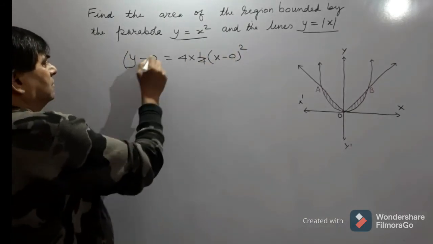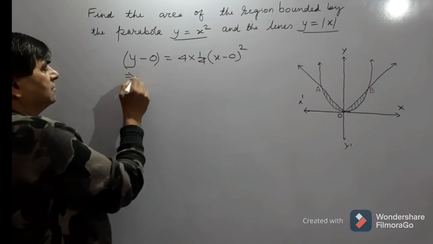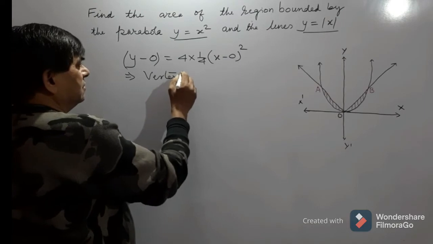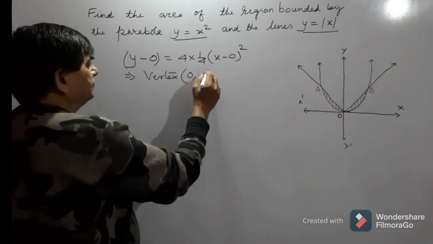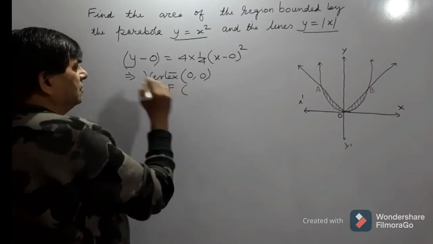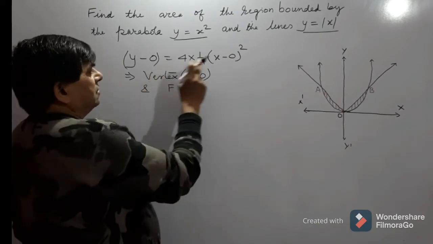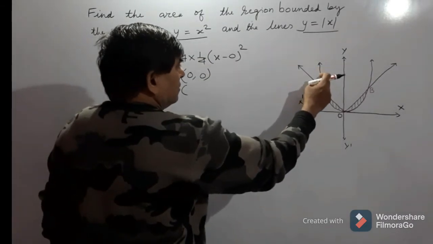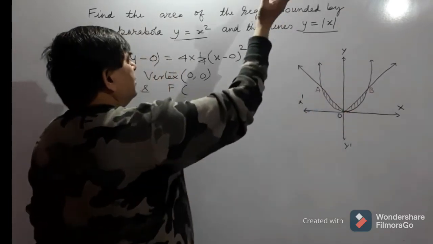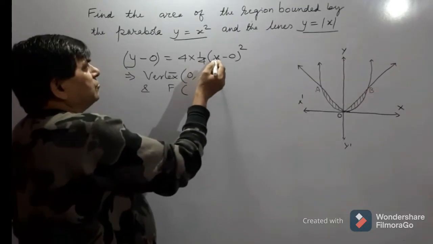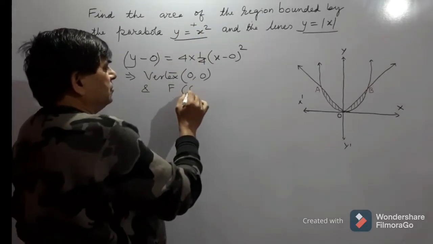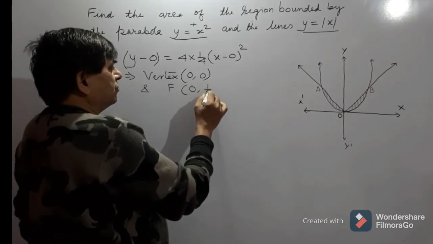and this implies vertex is 0 0, and focus is, it is the parabola symmetric about y-axis and upward open, being the coefficient of x square is positive. So focus is 0, 1 by 4.